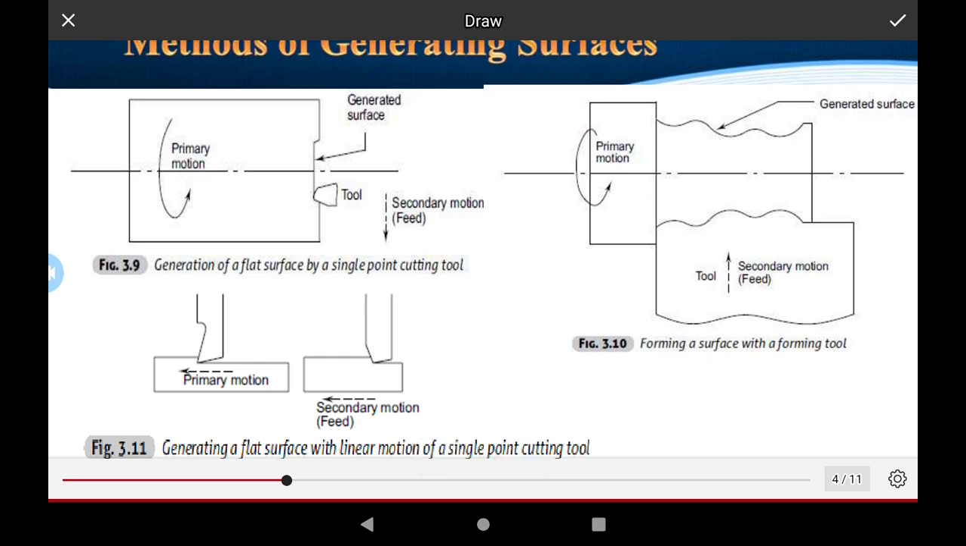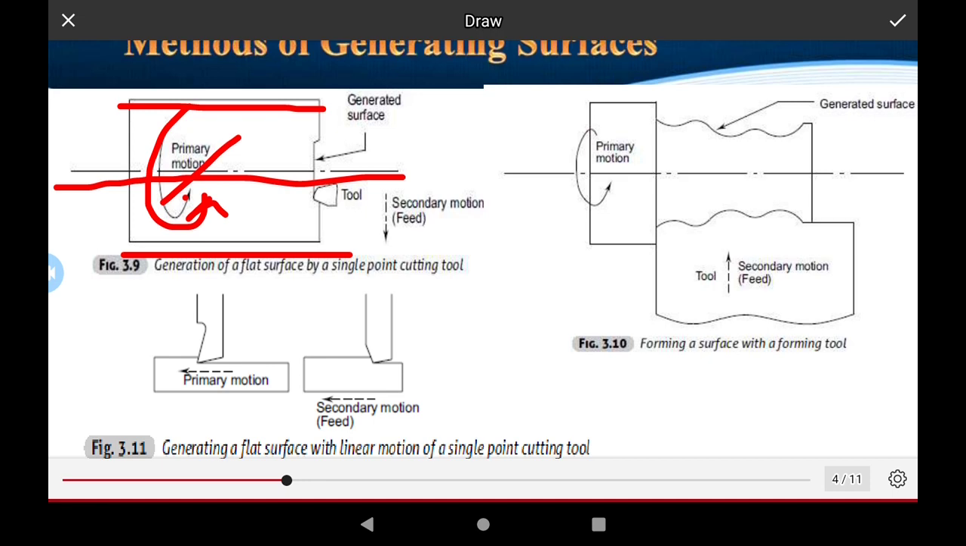The methods of generating surfaces continue with another workpiece, the rectangular workpiece. This is the workpiece, and this is the motion provided to it, the primary motion, parallel to the axis of rotation. The tool is fixed and given the secondary feed motion. In this manufacturing operation, the tool is moved for the secondary motion. Another workpiece is also held in the chuck, and the chuck rotates to provide the primary motion in the machine, and this is the tool.